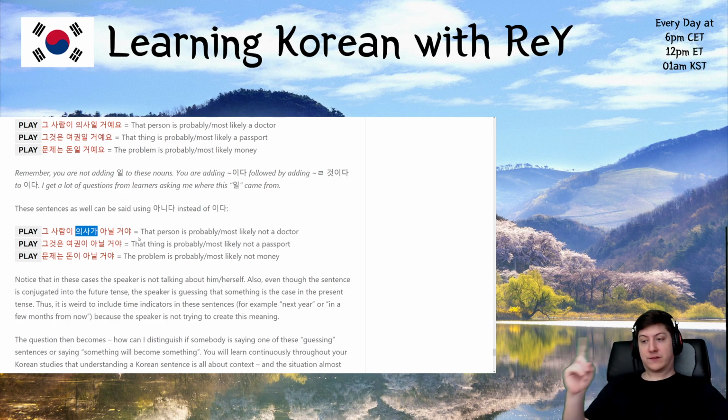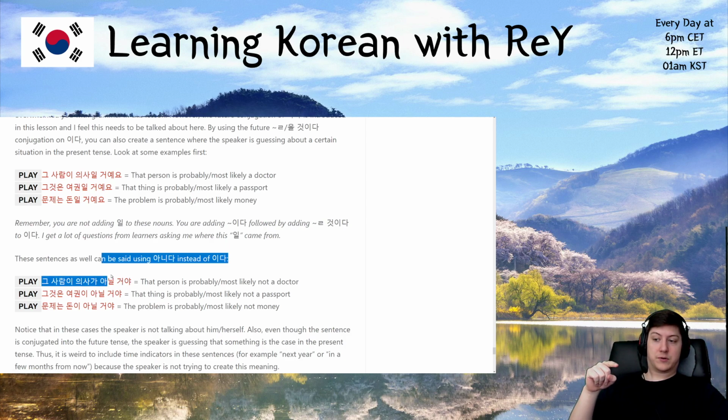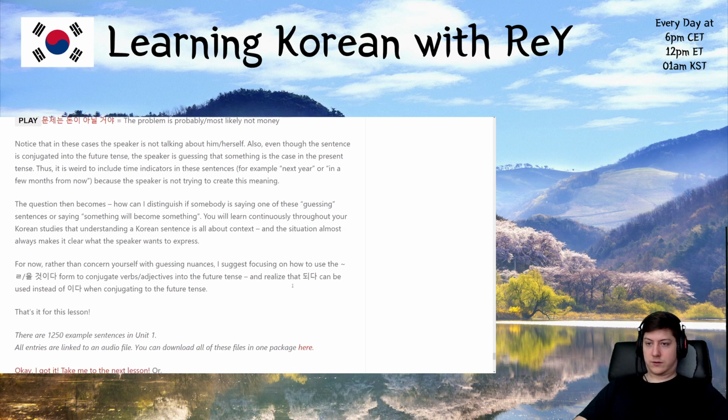The big difference here is if you have the positive form, you add the future form of ida directly to the noun. But with the negative form, you have a space there, so it's separate from the noun, and that also means you need the particle for the noun. So this is also important. All good, all good.